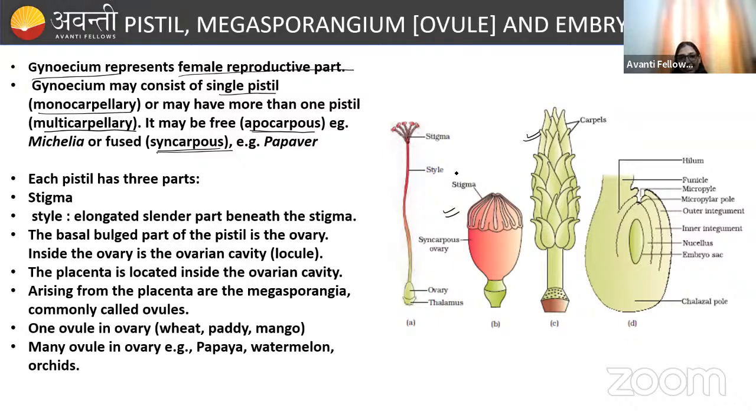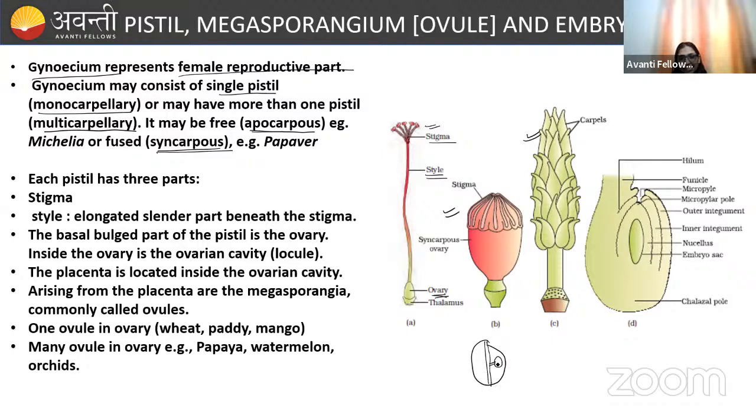And we know that the pistil consists of three parts. The stigma is present, on which the pollen will settle or get deposited. The second is the style, which is a long tube. And at the base, there is an ovary. The ovary consists of an ovarian cavity, which is known as locule. And in the locule, there is a placenta.